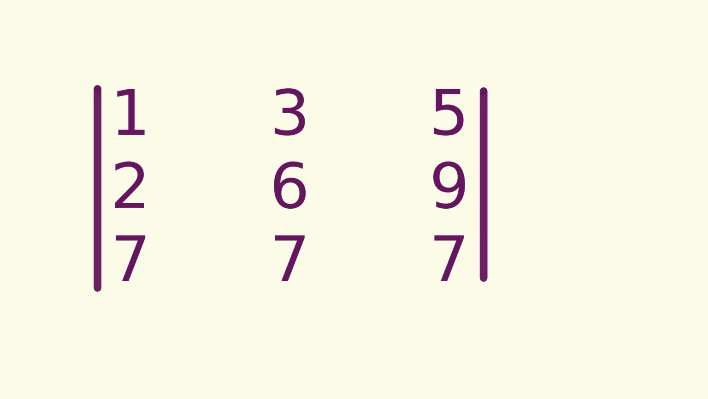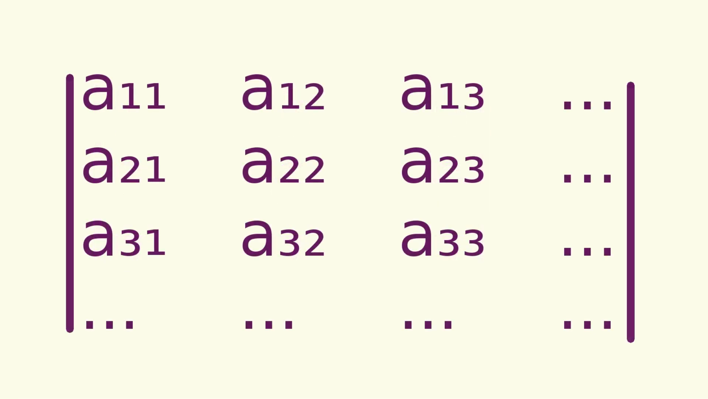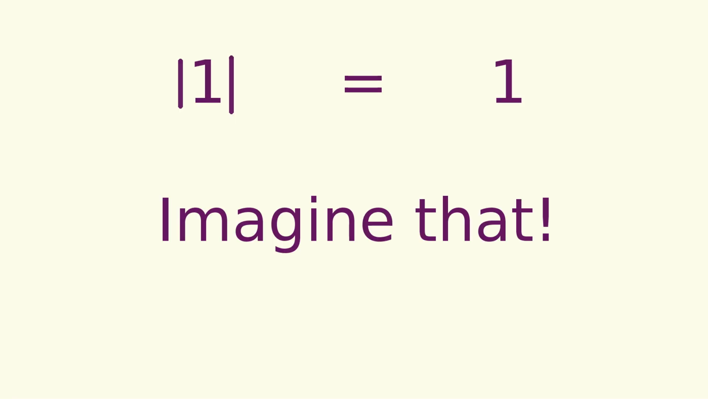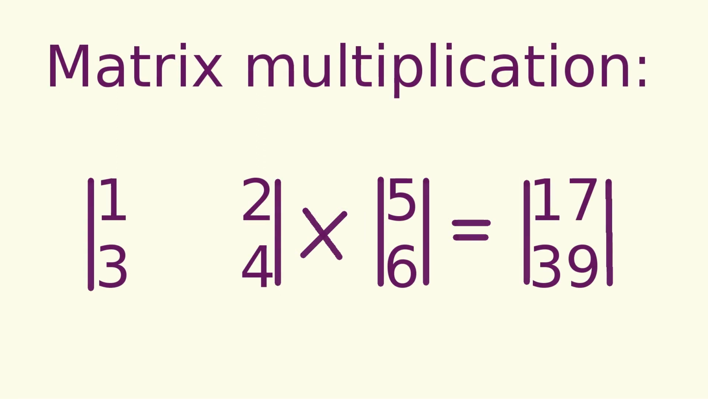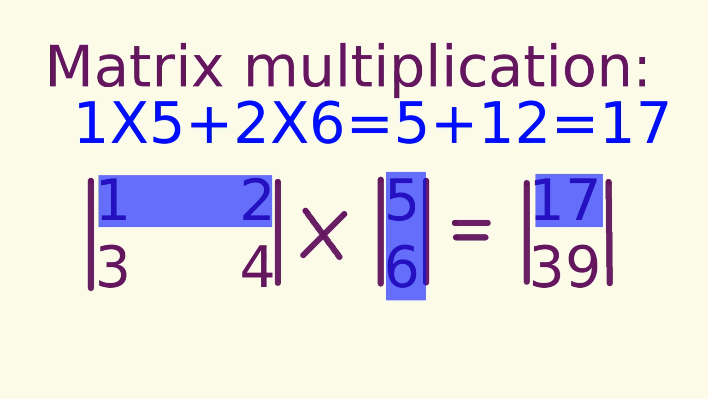A matrix organizes numbers and variables in rows and columns. A matrix with one row or one column is the simplest. A matrix with one row and one column is just a number. Matrix multiplication is where most of the power comes. To get one value of the product matrix, values in a row are multiplied into a column and added together.